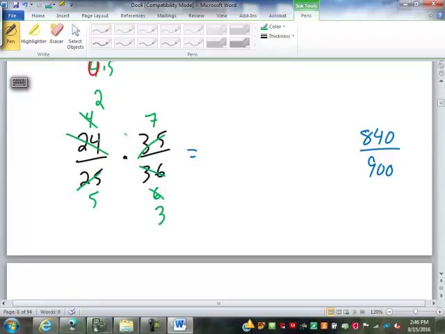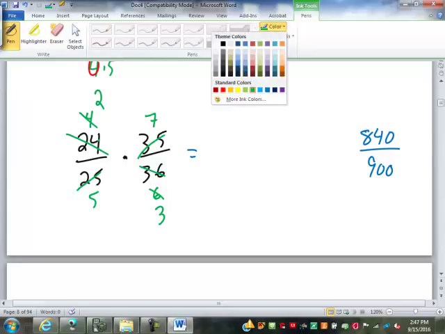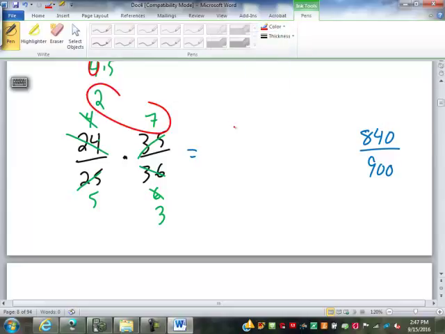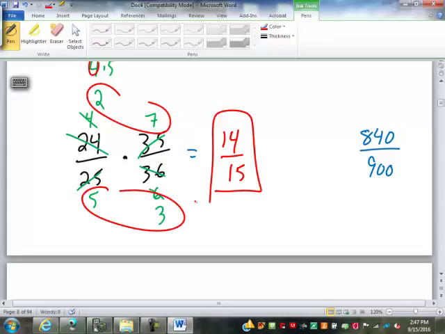You could have divided by 12 if you saw it right away, but just like reducing a fraction, you can just keep dividing. You don't have to find the biggest one right away. So now 2 times 7 is 14. 5 times 3 is 15. 14 15ths. This would not reduce, by the way.